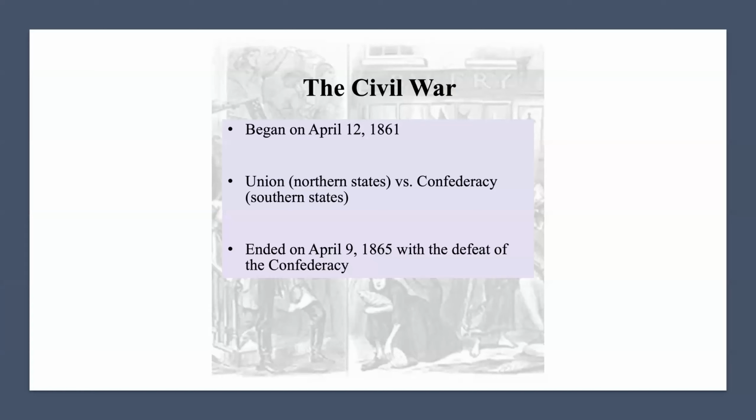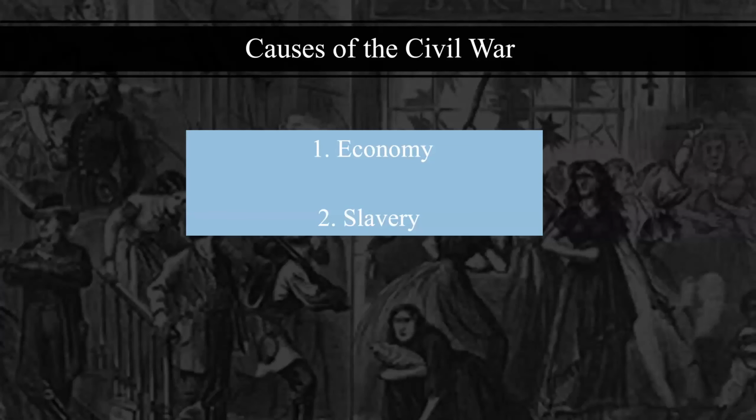The Civil War began on April 12th of 1861. It was the Union versus the Confederacy, the Union being the northern states and the Confederacy being the southern states. The war ended on April 9th of 1865 with the defeat of the Confederacy. And the causes of the war were due to the economy and slavery.